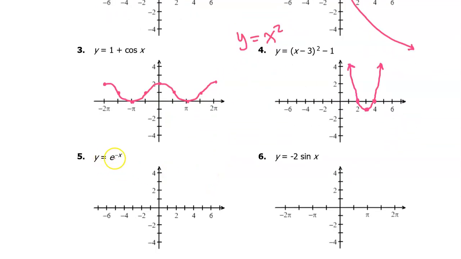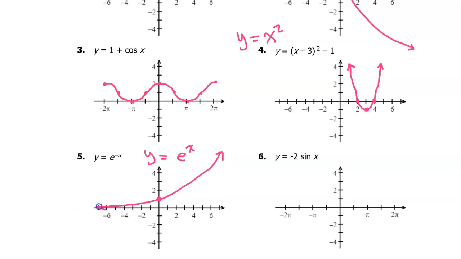Okay, e to the negative x. First of all, the parent function obviously is y is equal to e to the x. This is an exponential function, the classic parent function. It is going to have a y-intercept of 0, 1. It has an asymptote. The x-axis is an asymptote, and it's increasing like this.